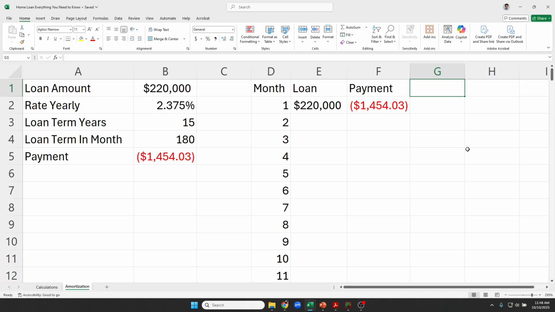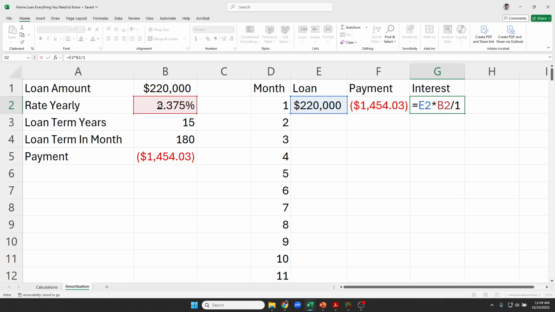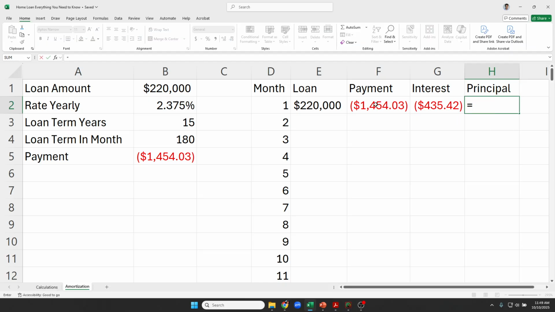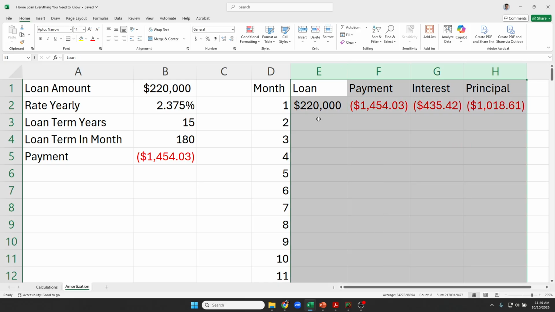And then out of that payment, I have paid some interest. So the interest amount would be simply the loan amount times the monthly rate. So I hold that money for 1 month. So the monthly rate would be this divided by 12. I'm going to make it negative. So I'll think about money going away from my pocket as negative. Money coming into my pocket is positive. So principal. So now I made 1,454. And out of that, 435 was my interest. So the rest of the money goes towards paying that 220,000.